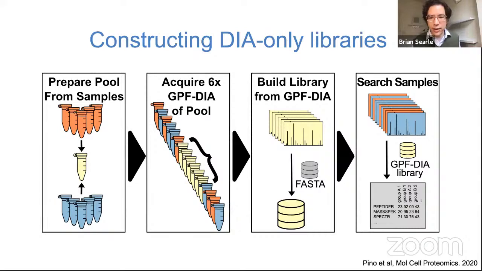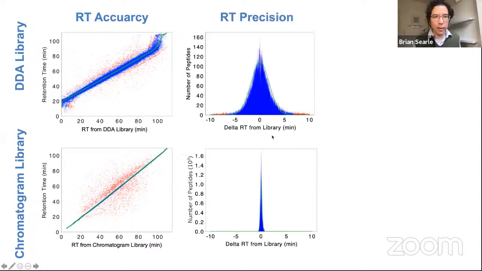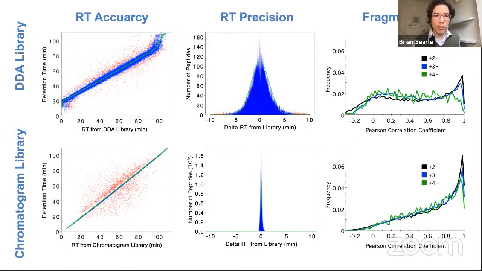And the advantage of this approach is that we actually get extremely accurate retention times in this approach called the chromatogram library approach. So instead of looking at plus or minus 5-minute windows, we're talking about plus or minus 20-second windows, because we know exactly where that retention time should be. And our fragmentation, because it's acquired with DIA, we're actually getting really good DIA-based measurements here.